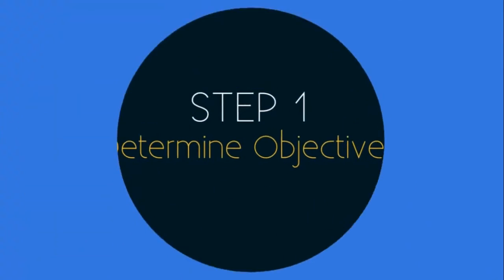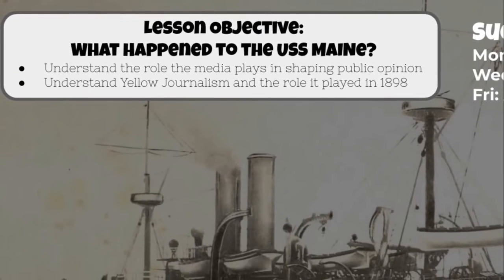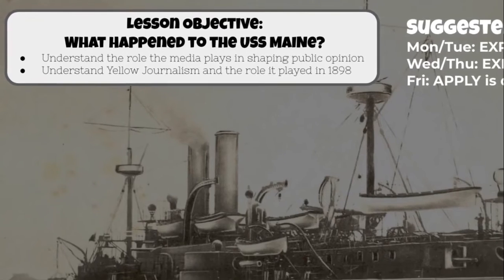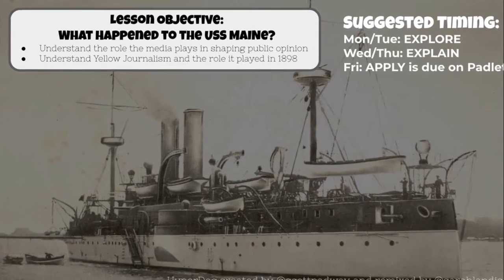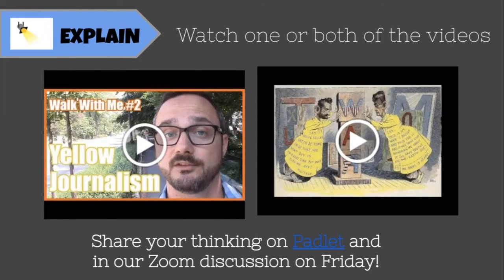Now let's take a look at these 5 steps in relation to that one Hyperdoc lesson. You'll see step 1, determine objectives. I've posted the objective and essential questions on the front of the Hyperdoc lesson. Step 2 was to choose a cycle of learning. You'll notice that this particular Hyperdoc has Explore, Explain, Apply.